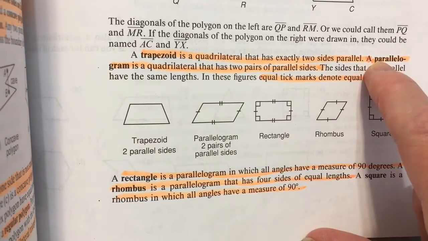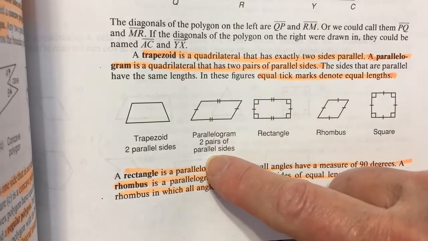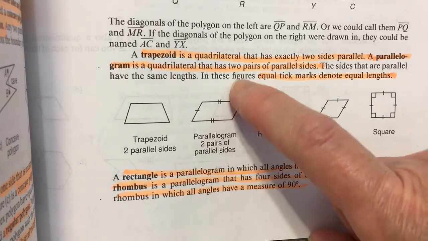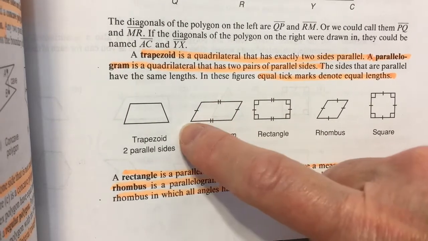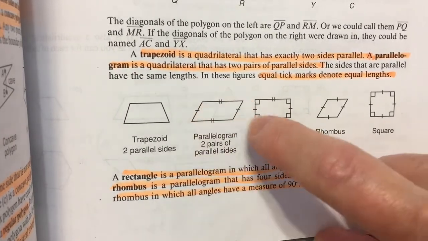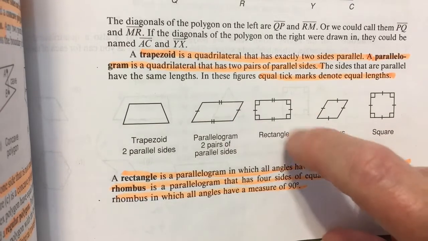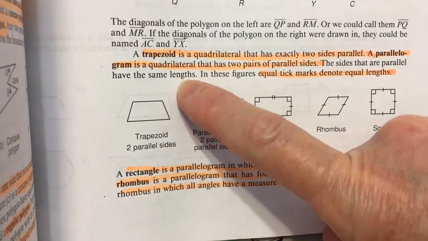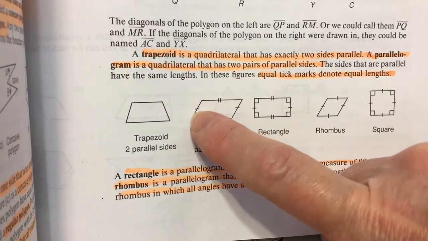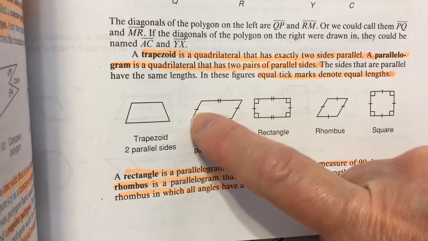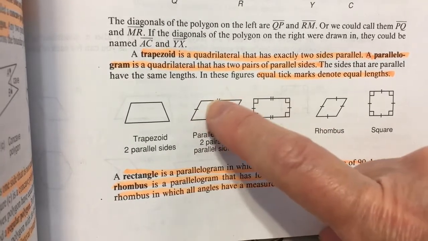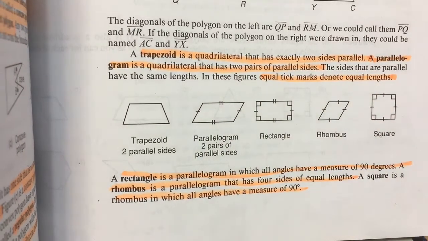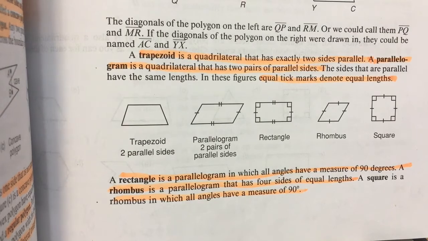A parallelogram is a quadrilateral that has two pairs of parallel sides. So these two sides run the same direction, and these two sides run the same direction. And the sides that are parallel have the same length. Anytime you have two parallel sides in a parallelogram, they will have the same lengths. Like this is one hack, two hacks, two hacks. In these figures, equal tick marks denote equal lengths.